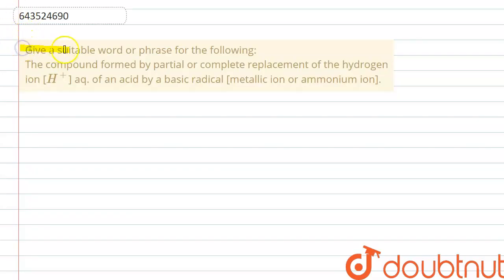Hello everyone, let's start the question. The question says, give a suitable word or phrase for the following. The compound formed by partial or complete replacement of hydrogen ion H plus aqueous of an acid by basic radical such as metallic ion or ammonium ion.